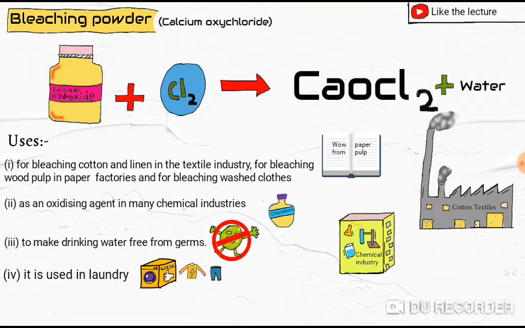Now the main concept of this video is to take you on a deep journey about bleaching powder and its uses. Let's go to the first use: for bleaching cotton and linen in the textile industry. Now what is the use of bleaching powder in textile industries or any factories? Now let's see. For bleaching wood pulp in factories and for bleaching washed clothes.